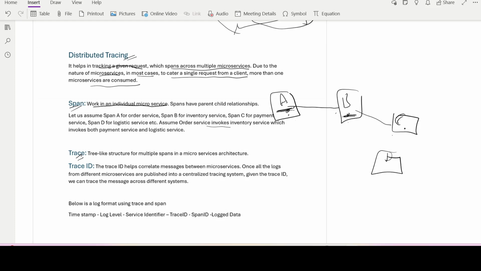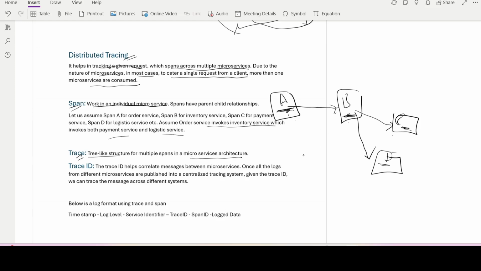Assume the order service invokes the inventory service, which invokes both the payment service and the logistics service. So how do we trace whether these are successful or not? If each one has its own span, say the span of the request in each of the microservices, then a trace is a tree-like structure of multiple spans in a microservice architecture.